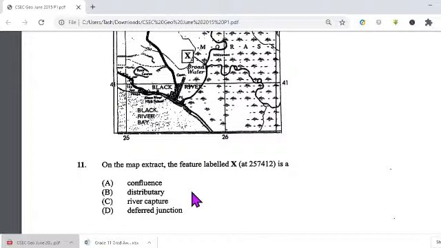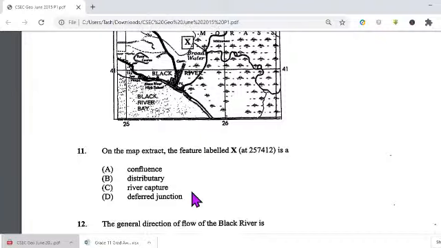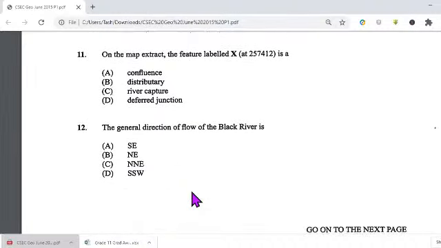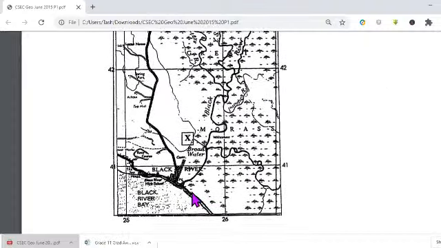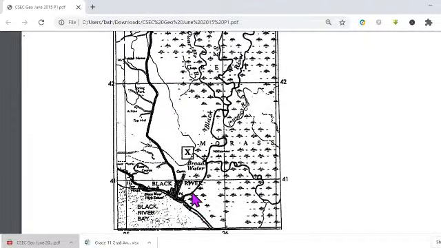So I'm seeing Haven correct, Dookie correct, Walrond, Jaunty, Liverpool, Rohan correct as well. Very good job, guys. We're moving to number 12. General direction of flow of the Black River is. So let us look at the map to find the flow of the Black River.